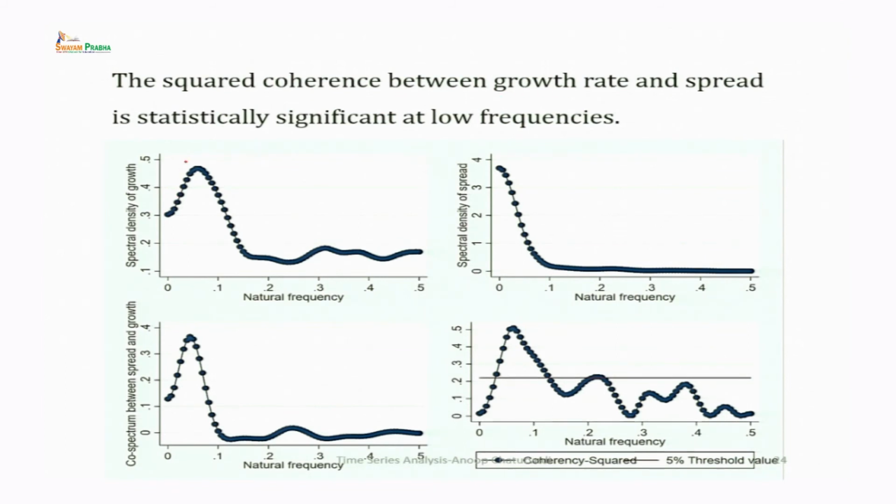Then these are the spectrums of growth rate and spread. Again you observe that this spectrum of growth rate is also concentrated at lower frequencies, and this is the cross spectrum of 2 time series. Again the cross spectrum of these 2 time series is also concentrated at lower frequencies, which is quite obvious because you observe higher coherency at lower frequencies.